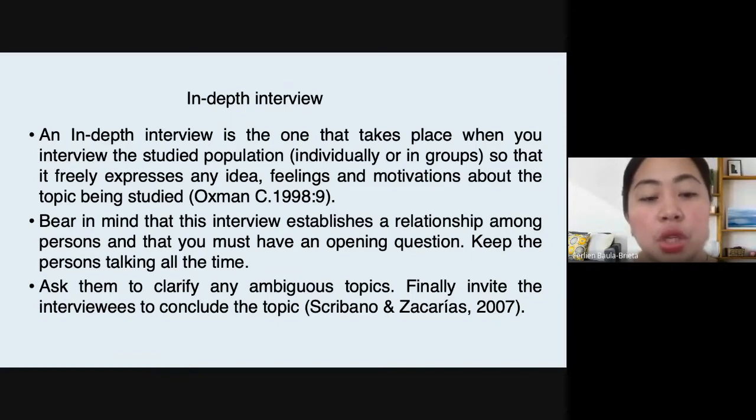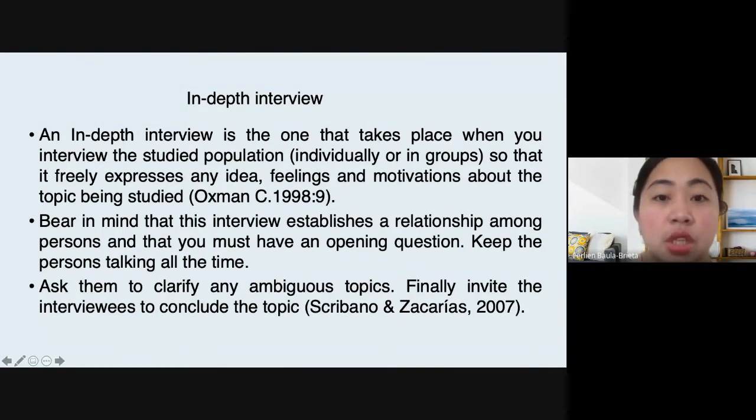Okay, so during your data gathering, those who will perform this later, you have to look for a good facilitator that will have questioning skills spontaneously, that will not cause dead air or intimidation of the participants. So keep that facilitator talking, stimulating the respondents to get a meaty discussion during the in-depth interview. Ask the respondents to clarify any ambiguous topics. And finally, invite the interviewees to conclude the topic.